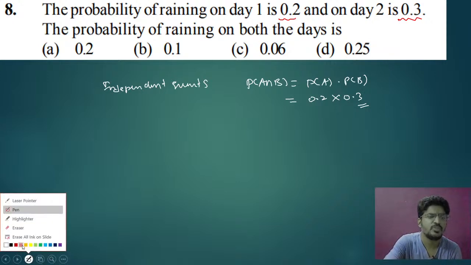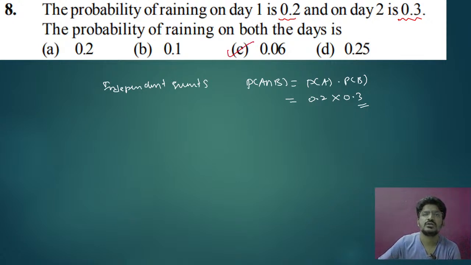That is 0.06. 0.06 is going to be the answer. Okay. Very good. So both are independent events. If they are independent events, probability of A intersection B, that is probability of A into probability of B, that is 0.3 into 0.2, that is 0.06 will be the answer. That is option C.